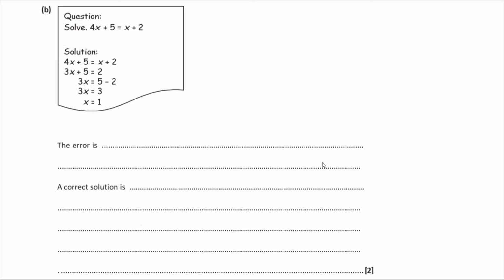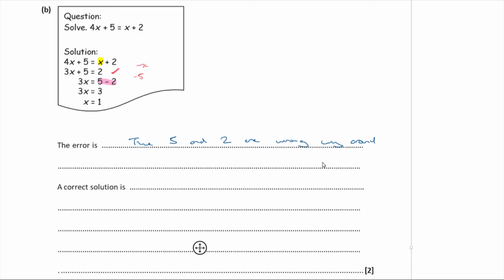Okay. For B, solve 4x plus 5 equals x plus 2. So what have they done here? So they've started off by taking away that x. That's okay. So we're taking x off both sides, aren't we? So when you've got 3x plus 5 is equal to 2. So that's correct. And then what they do next, they are subtracting 5. Oh, they've written it the wrong way around there, haven't they? So that should be 2 subtract 5, not 5 subtract 2. So that's the error there then. So at this point here, they should have been subtracting 5 and getting 2 minus 5, not 5 minus 2. So the 5 and 2 are the wrong way around.